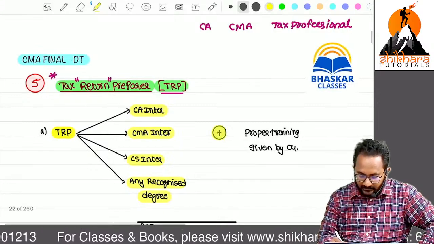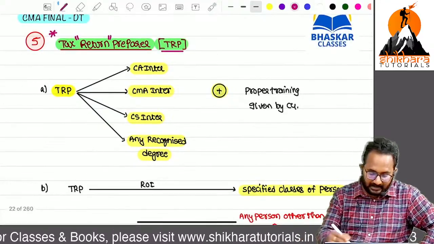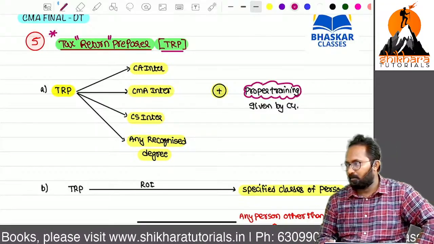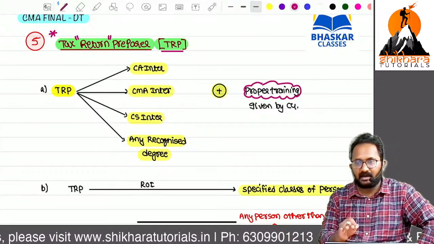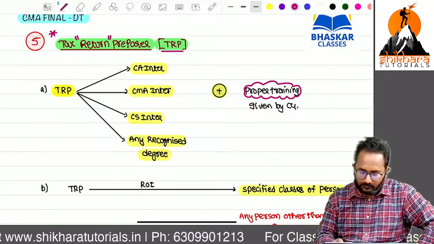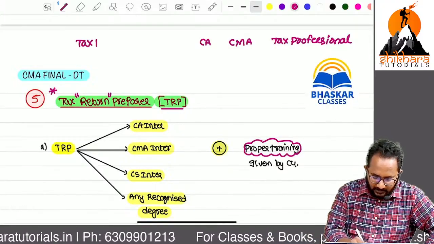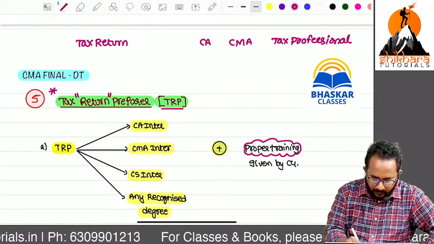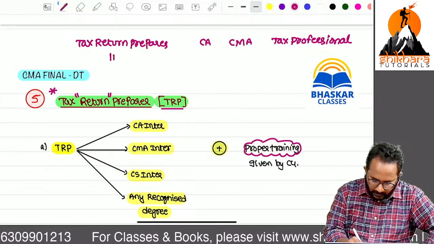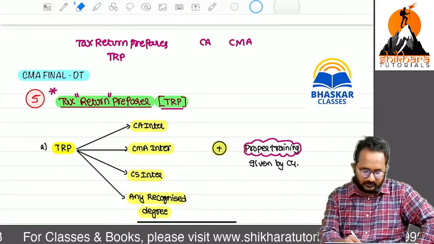After qualification, can I act as a TRP? No. You need to get proper training from the central government. Then these persons can act as tax return preparers. So okay, TRP. Here I am removing the tax professionals.